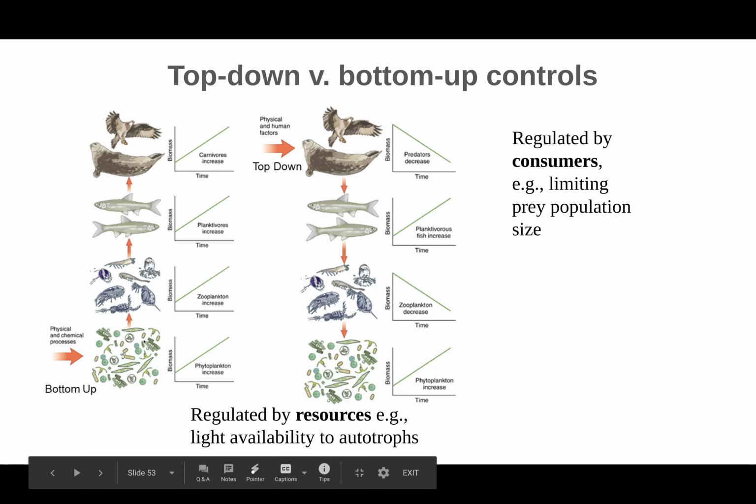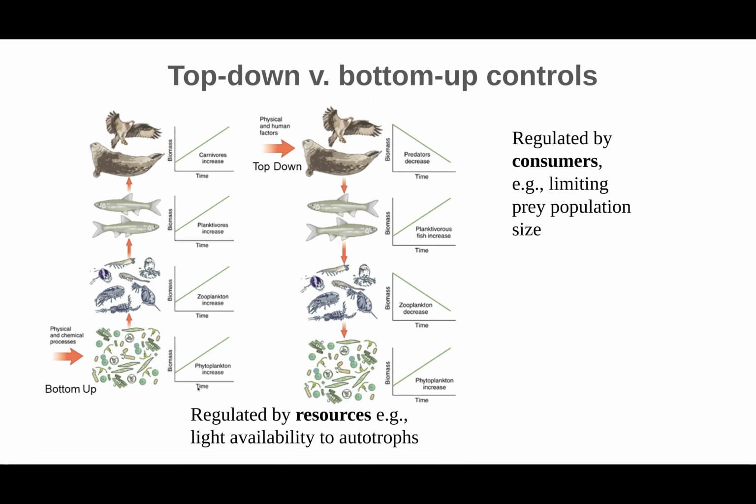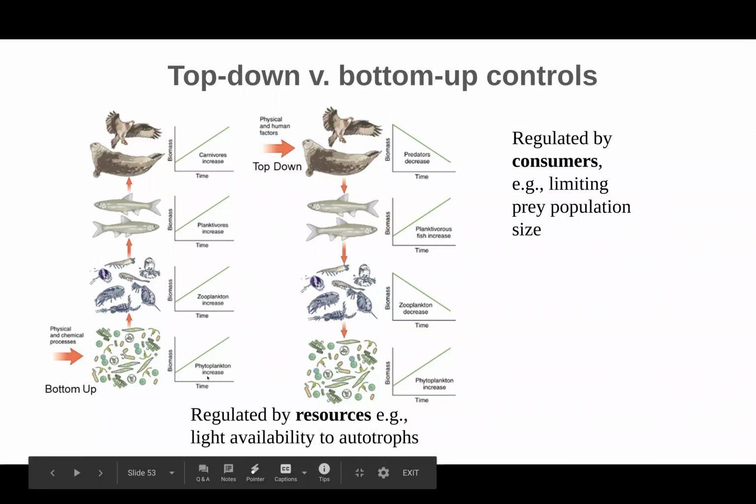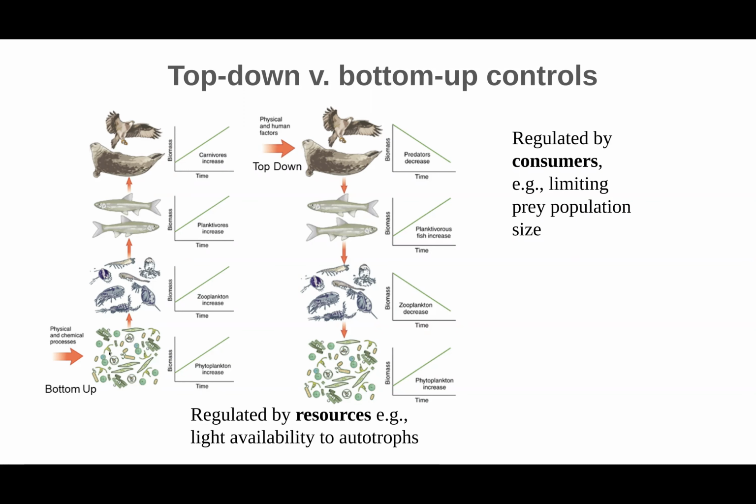Now, if you remember back to an earlier part of this lecture, I talked about limiting resources. So with bottom-up control, how much biomass you produce at the bottom is essentially regulated by how many resources you have, whatever that limiting nutrient is. So if we're in a desert, how much physical plant biomass you produce is limited by water.